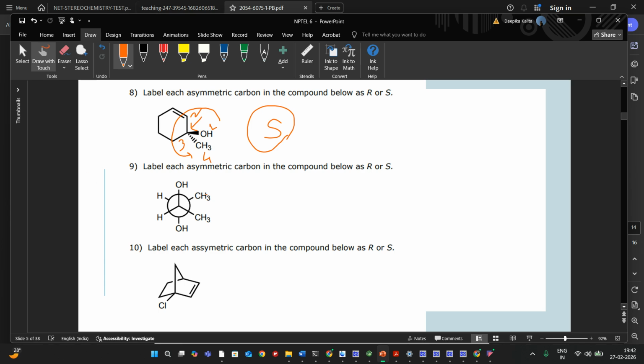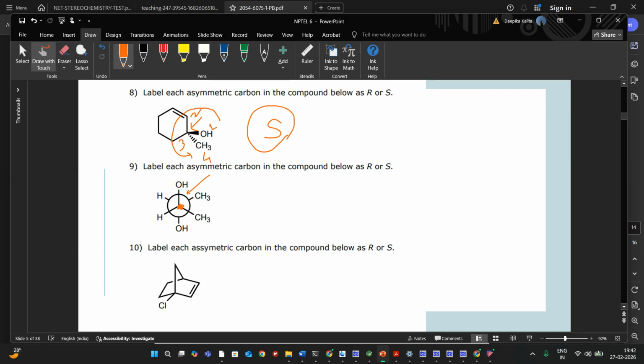Okay, so let us do the same with the next question. Label each asymmetric carbon in the compound below as R or S. So there are two asymmetric centers present. One will be this carbon which is towards us and one will be the other carbon which is away from us.